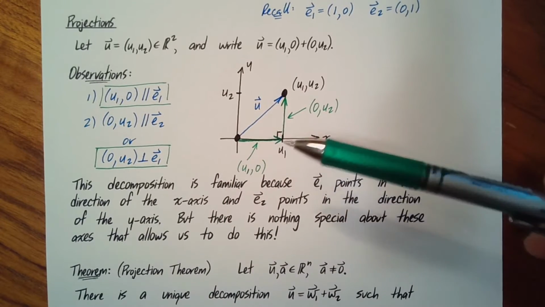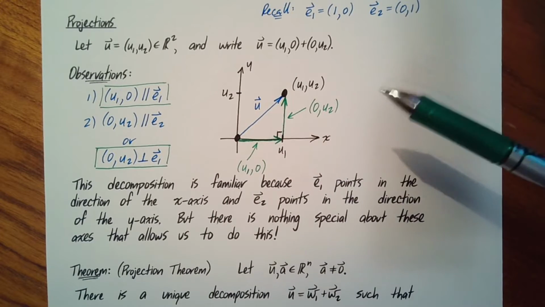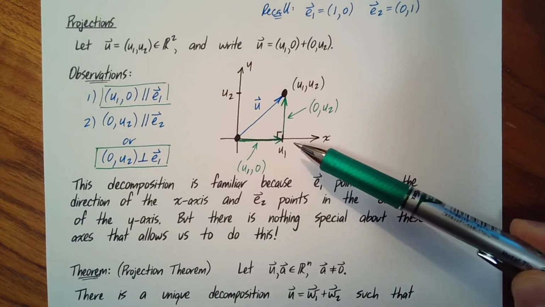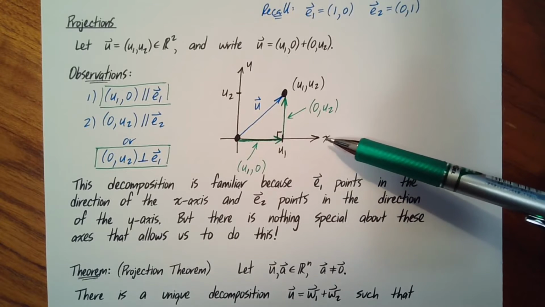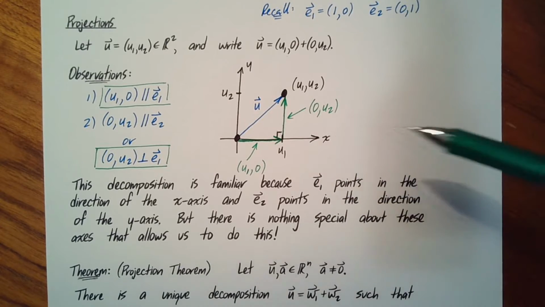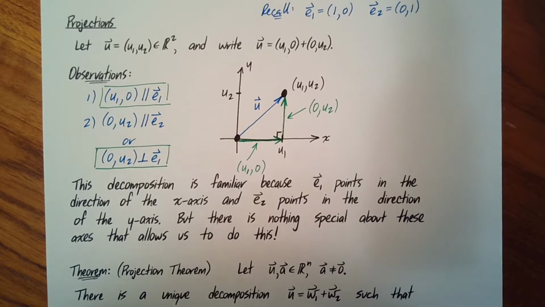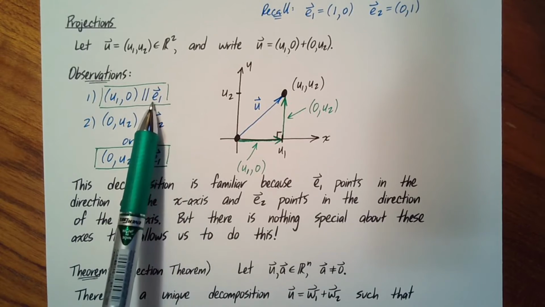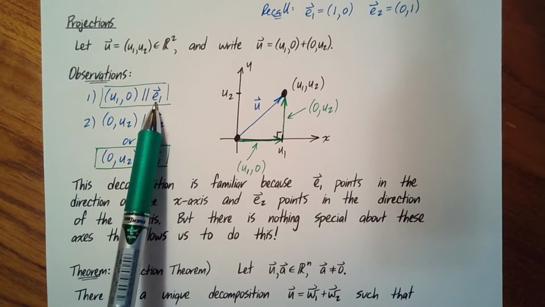But what's cool about this is that you can generalize this to other settings where you break it up into components that maybe aren't simply the x and y components. They're components in some other coordinate system. So that's the second sense. There's nothing special about the axes that allows us to do this. We can do it with any non-zero vector in place of e1, as long as it's a non-zero vector.